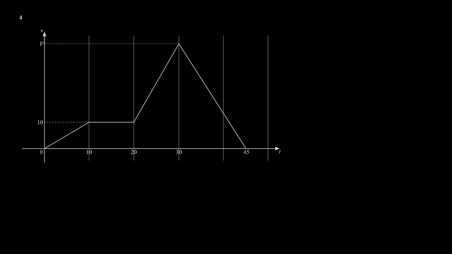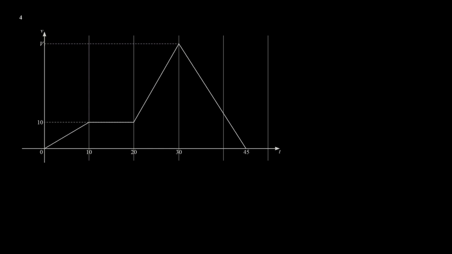Okay, so this is question 4. We're given a velocity time diagram, which has got maximum velocity here of v, and we're told that the particle travels a distance of 800 meters in the full 45 seconds. What we want to do is try to find v. Okay, well, the key fact that we need to use here is that the area under the graph is equal to the displacement, right? Or in this case, the distance traveled.